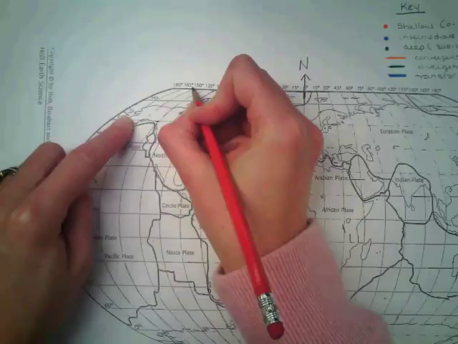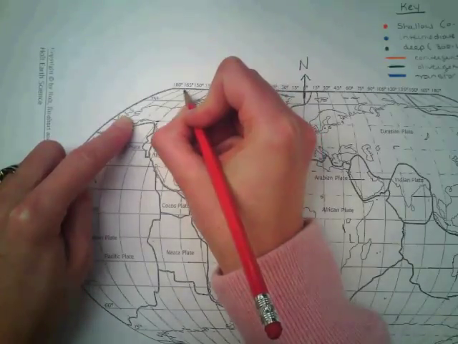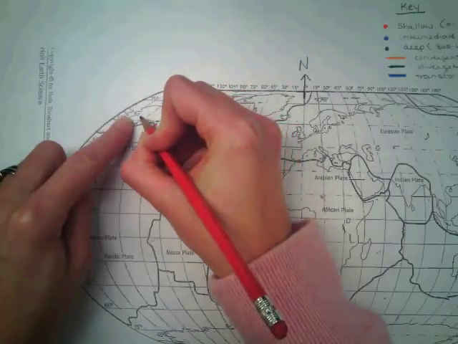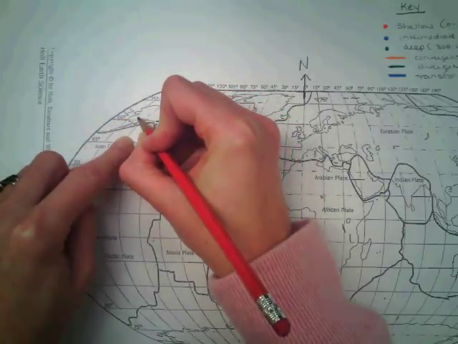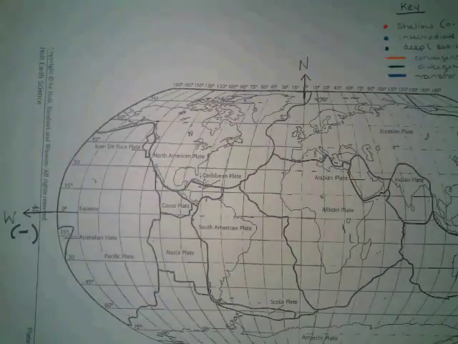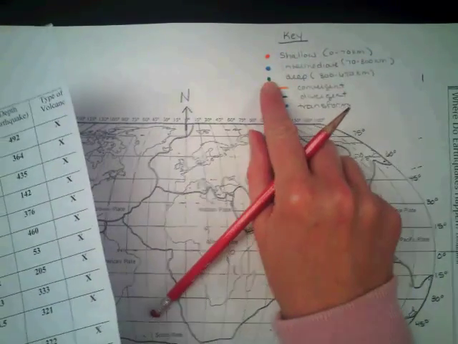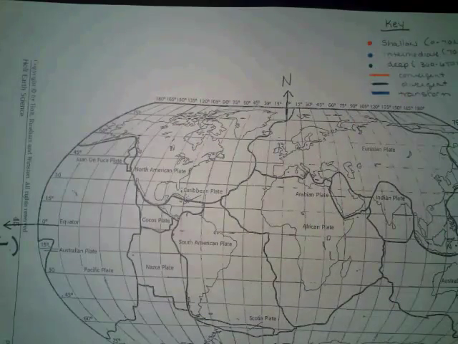Now notice that for longitude, the lines curve. So you're going to have to follow it down with your pencil. So it's about right here. When I look, the depth is 492. So that is a deep volcano. So I'm going to make that green.